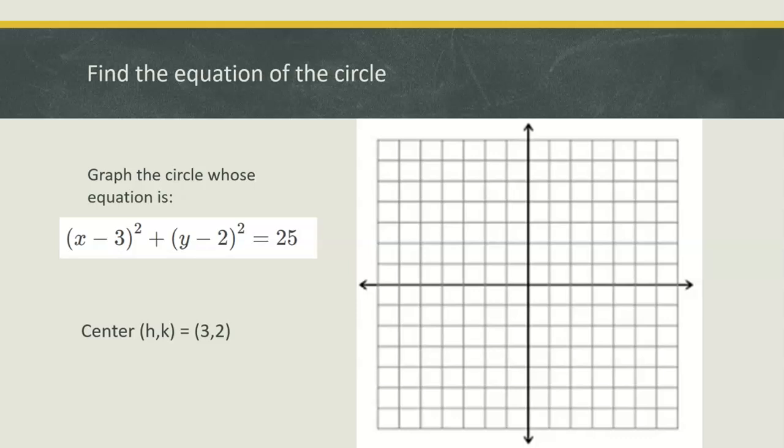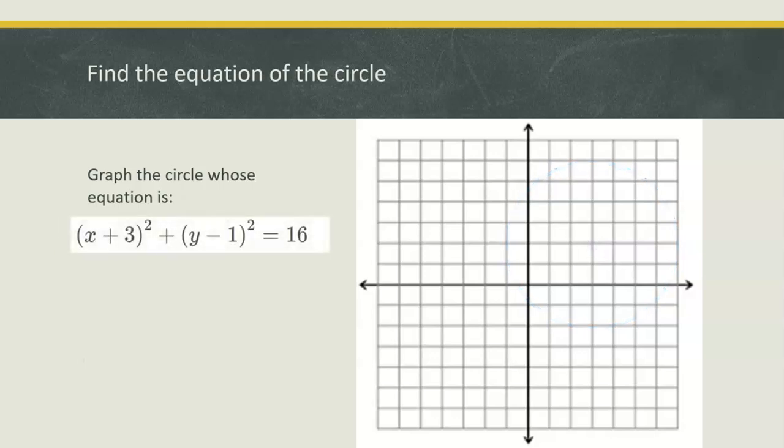So we know our center point is (3, 2), and that's something we can plot on the graph. And our radius, well, actually our radius squared is 25, but we can find the square root of 25, which would be 5. So our circle would be 5 units from the midpoint in every direction, and this is how we would graph our circle.